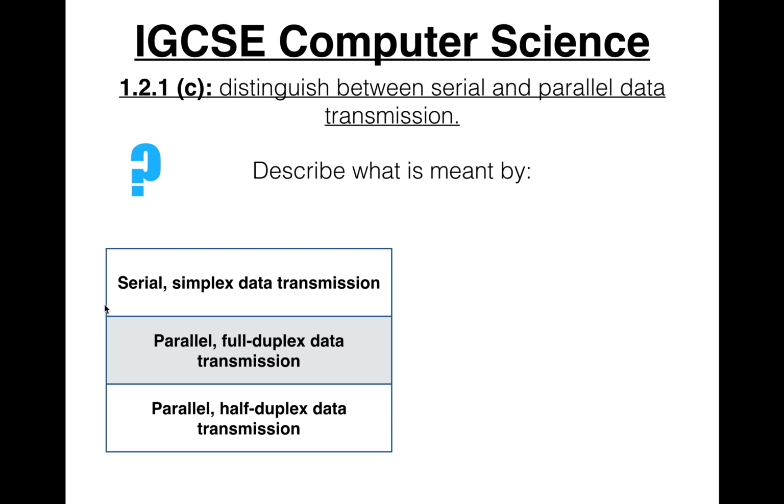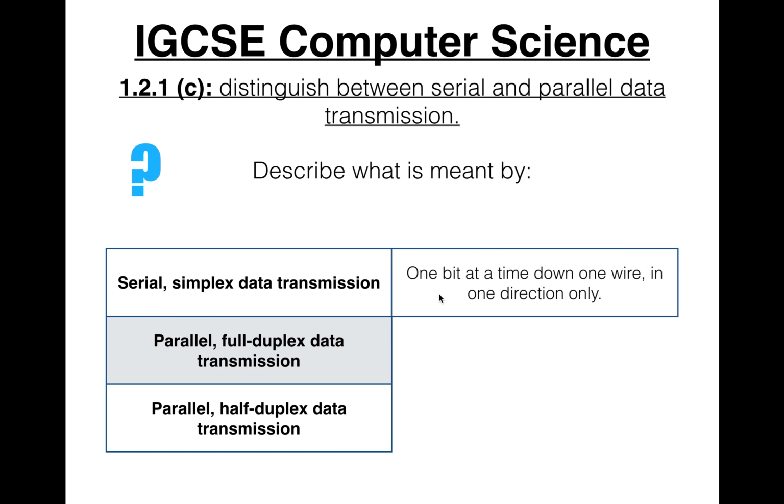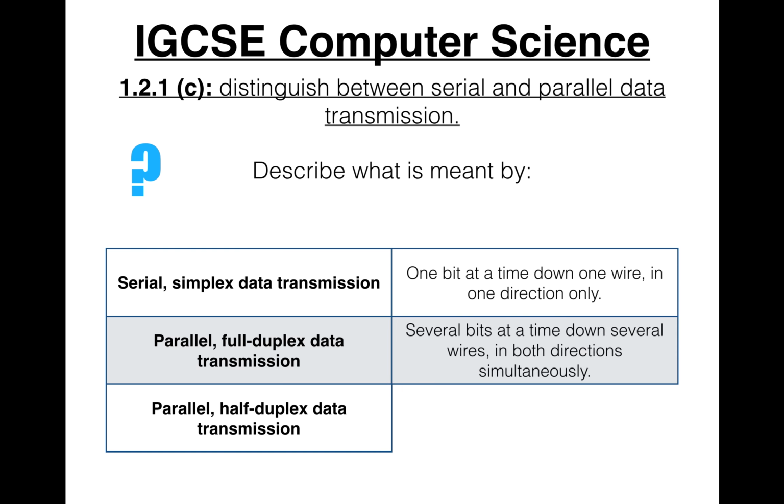So you can think of as many as you can, but this is just to get the idea. So when we think of serial and simplex data transmission, well, serial, remember, is one bit at a time down a single wire, and simplex, if you recall, is in one direction. So our answer is one bit at a time down one wire in one direction only. Parallel full duplex, well, parallel is several bits down several wires. Full duplex, if you recall, is both directions simultaneously. So it would be several bits at a time down several wires in both directions simultaneously.